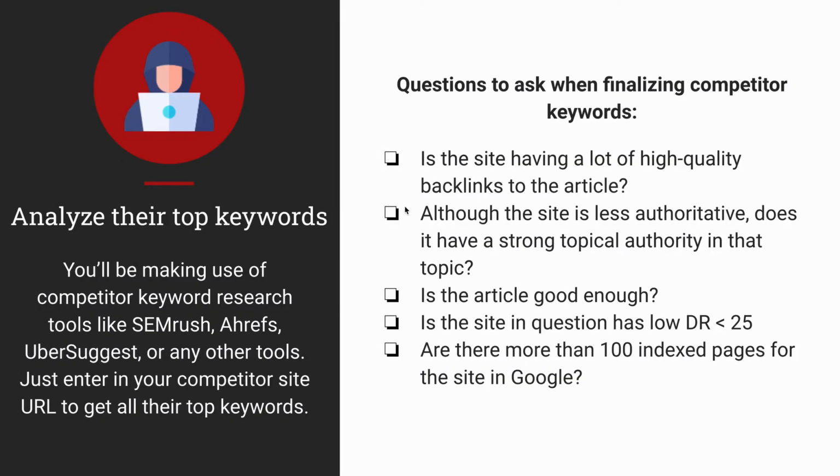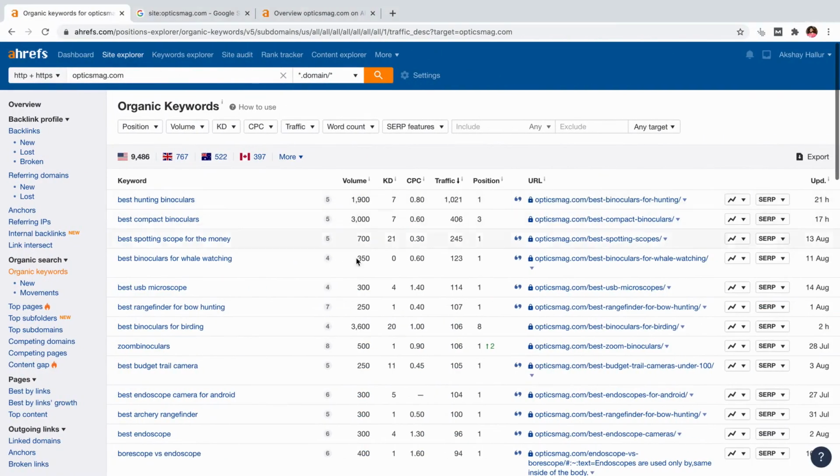These are all the 5 questions that you need to ask. If the answer is no for at least 3 of these questions, then you can go with the keywords that these sites are ranking for. You need to ask these questions for every site that you are researching and come up with a list of competitor keywords that you can go after.